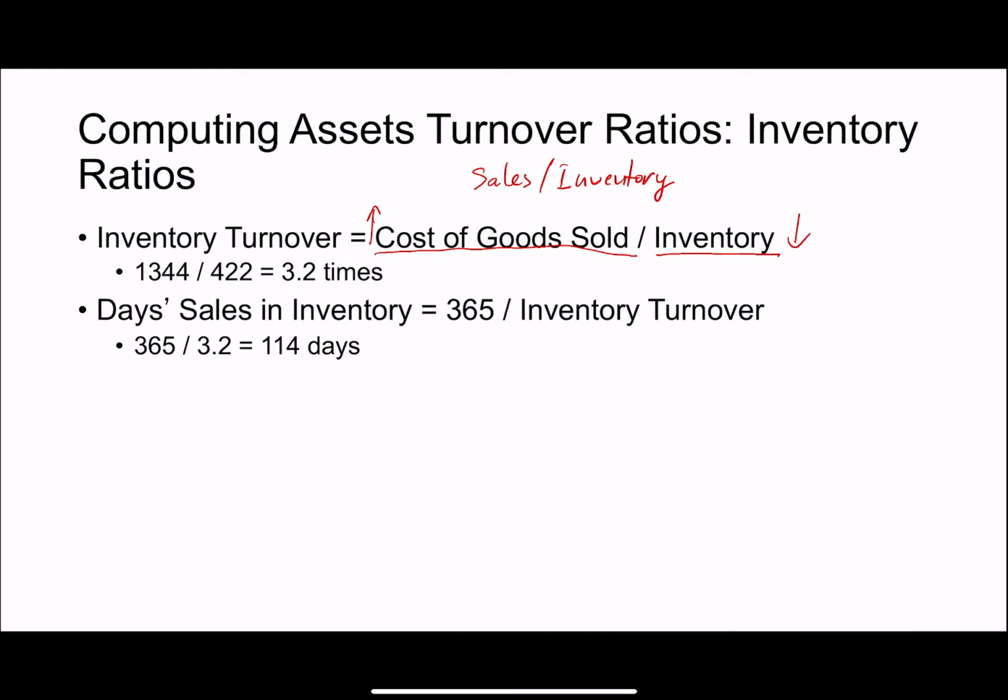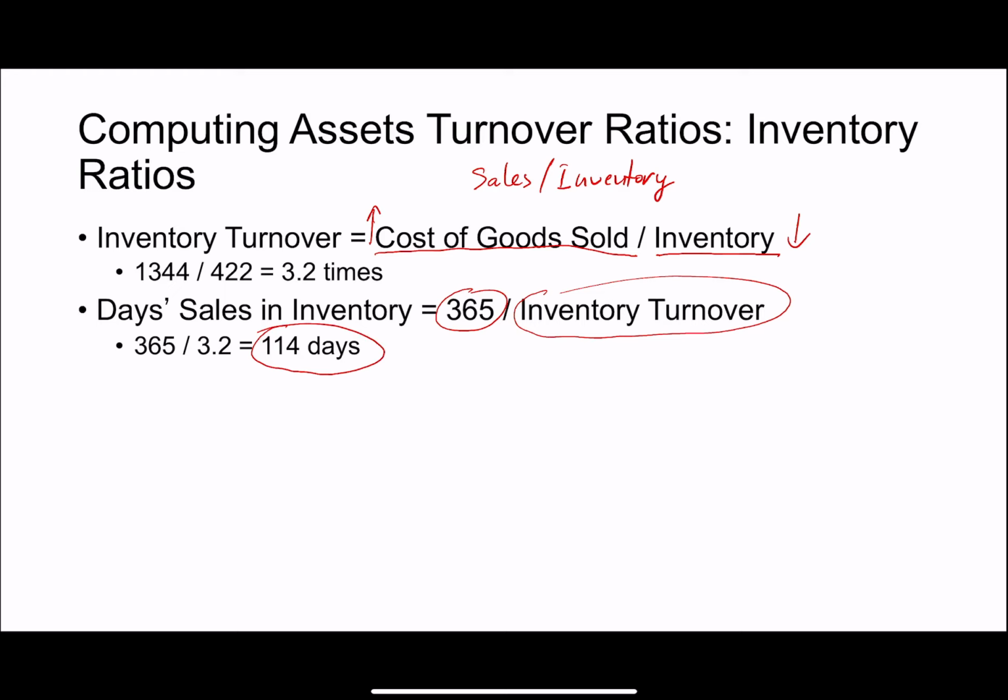Now, a related ratio is called days sales in inventory. All you do is take 365 days and divide by your inventory turnover. The number that you get, the unit of measurement is now in days, so 114 days. How do you interpret that? Think about it this way. Given your average inventory balance, it will take 114 days to sell off those inventories completely.